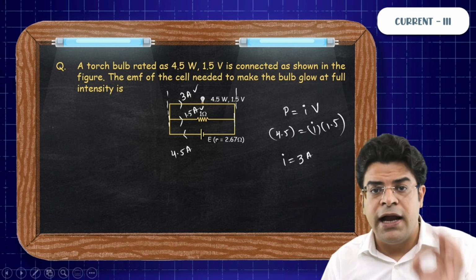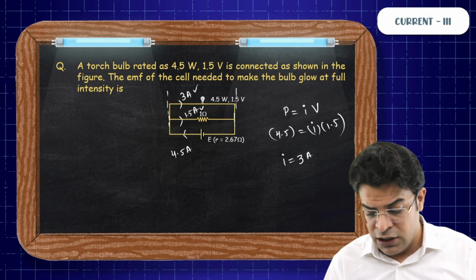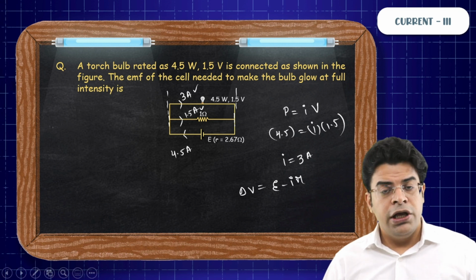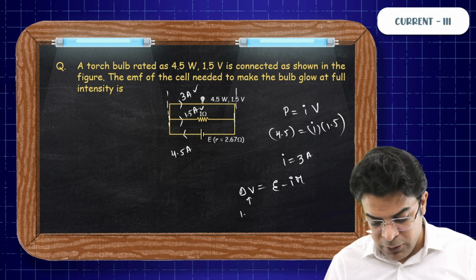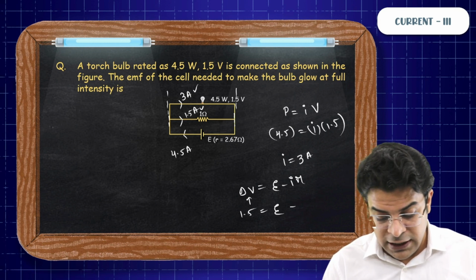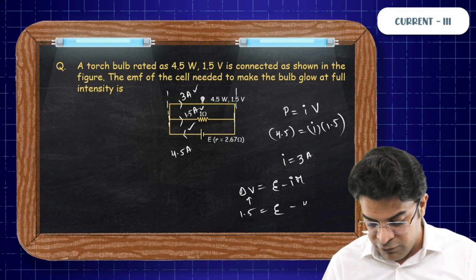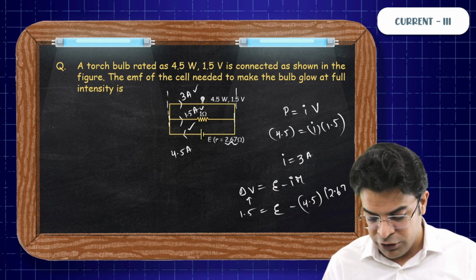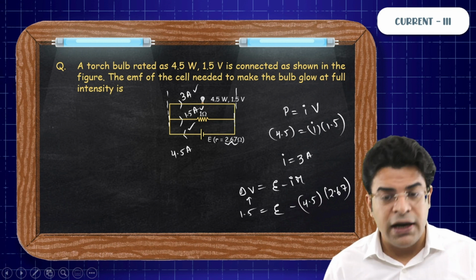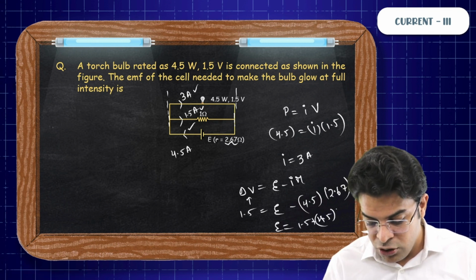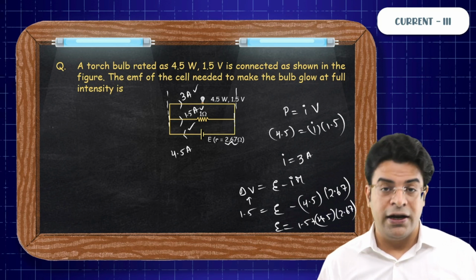Now you know that the potential drop across a discharging cell is given by EMF minus IR. Here you know that the potential drop has to be 1.5. EMF is asked from us. Current that has to flow from the battery is 4.5, and the internal resistance is given as a bad number, 2.67. So from here you get that the EMF of the cell has to be 1.5 plus 4.5 into 2.67. That's how you get the answer.